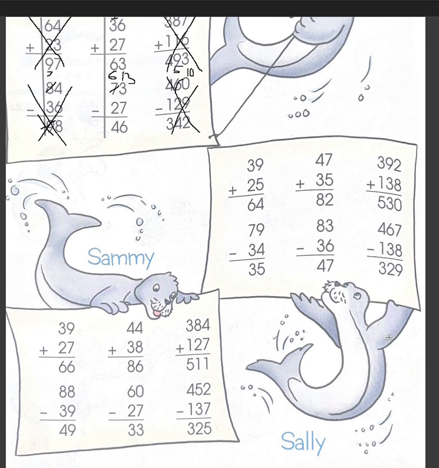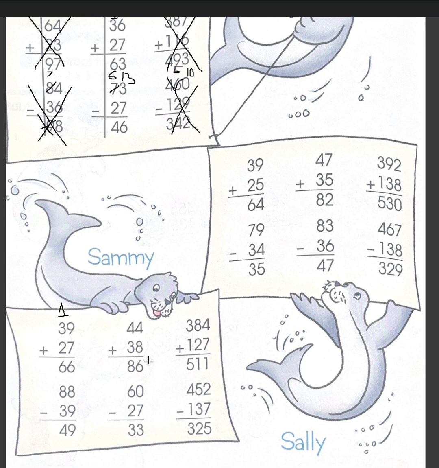For Sammy, he has 39 plus 27. You get 6, 9, you get 3 plus 2, which you get 5. And then you have the 9 plus 7, you get 16. And then they carried the 1 here. So they also got 6, which is correct.